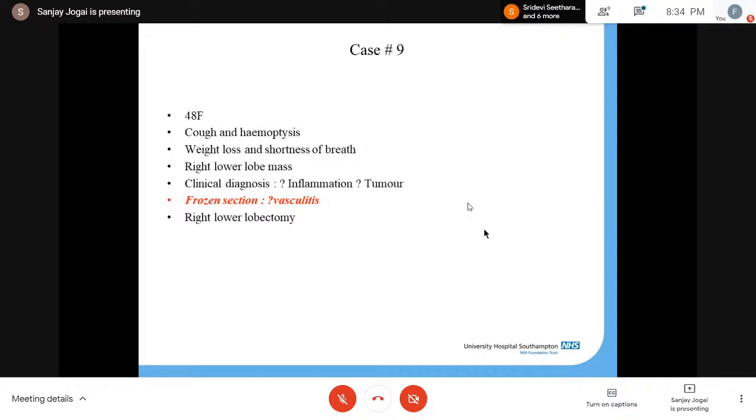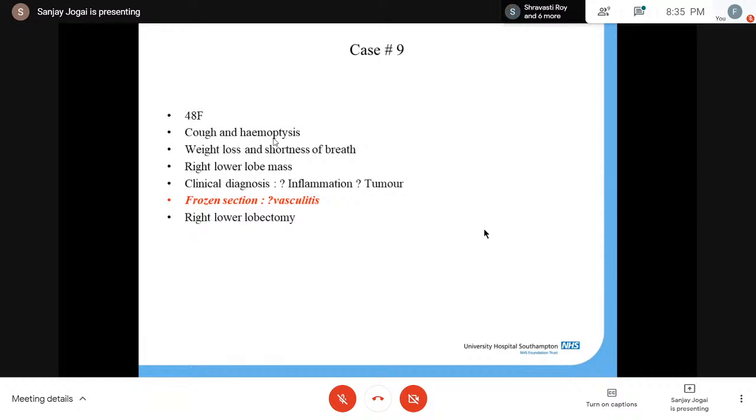Okay, so we'll do one more case and probably then tie up a few cases together, because that would be sort of similar. So when I put that case for discussion, I thought, could we have something sort of similar to bring in the differential diagnosis? So this is a 48-year-old female, and she presented with cough and hemoptysis, and she had weight loss, shortness of breath, and there was a mass lesion. Now I'll show you the macro in a few seconds.